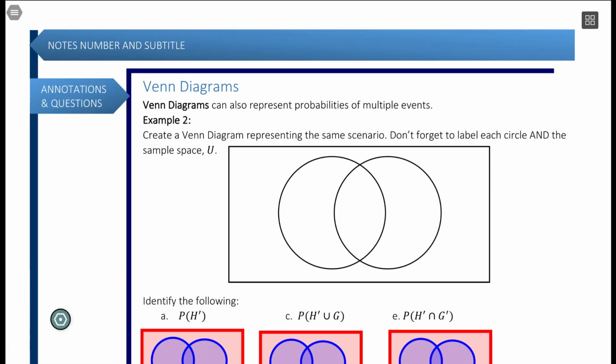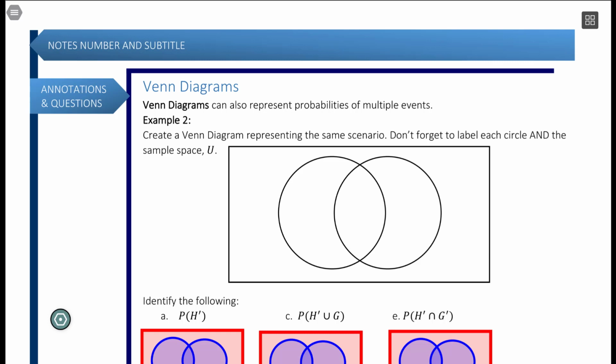All right, so looking at this back page, we're now going to start talking about your good old friend Venn diagrams. So Venn diagrams can also represent probabilities of multiple events. You usually won't have more than 3 events. Maybe on occasion you might have a tough question that's going to involve 4, but for the most part, 3 is going to be tops. That's already enough.